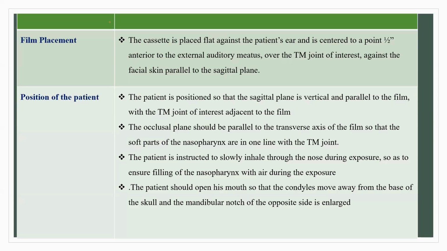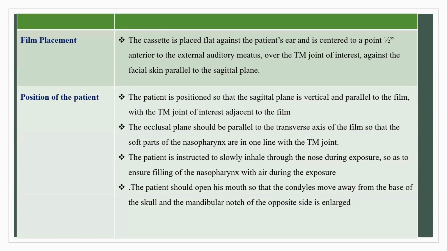How are we going to position the patient? The patient is positioned so that the sagittal plane is vertical and parallel to the film. The occlusal plane should be parallel to the transverse axis of the film so that the soft parts of the nasopharynx are in line with the TM joint. The patient is instructed to slowly inhale through the nose during exposure so as to ensure filling of the nasopharynx with air during exposure. So in the previous slide, we have already told we are going to visualize the TMJ through the air-filled spaces. So we ask the patient to inhale.